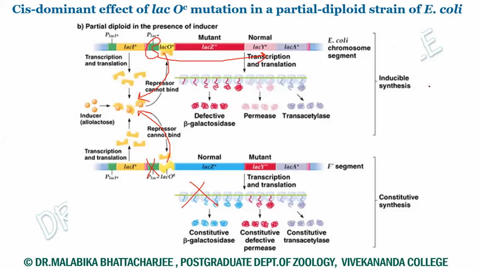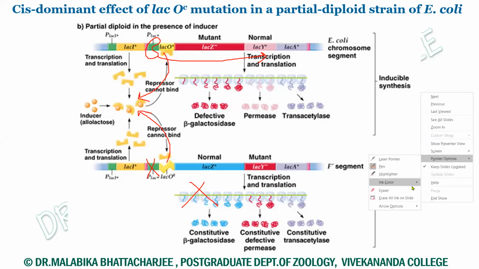Finally, coming to the last category of mutations that are seen in the Lac Operon, that is the mutation of the structural genes. So if we look into the mutations of the structural genes, keep it in mind.